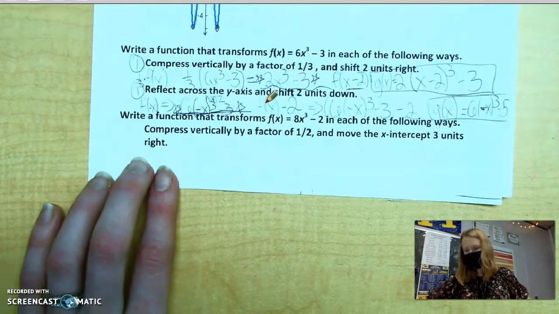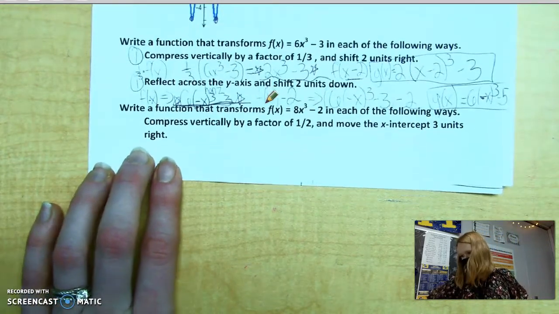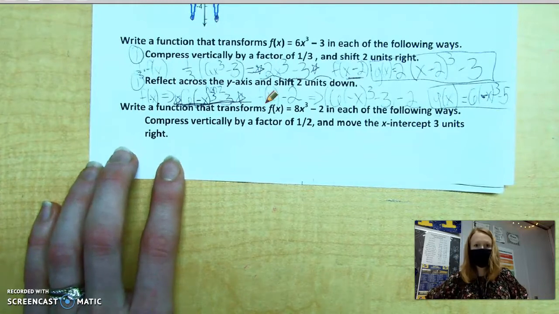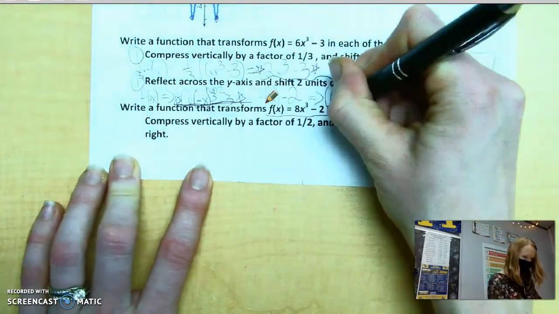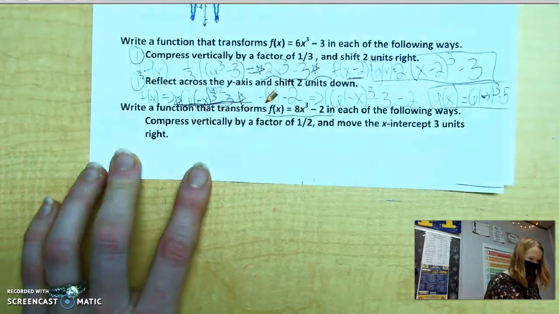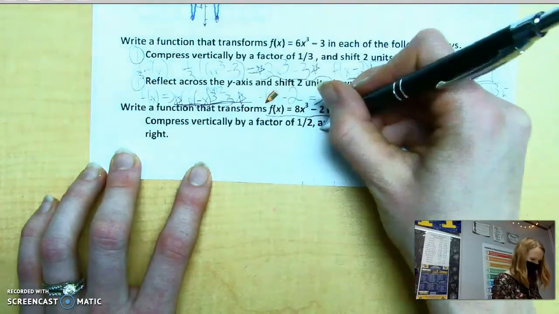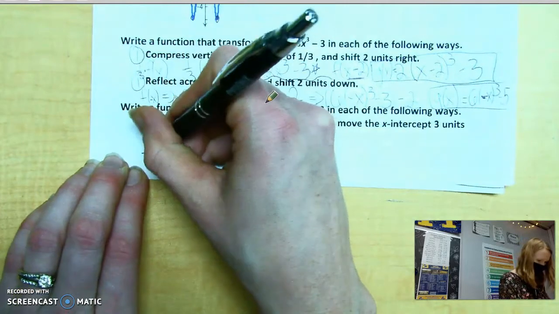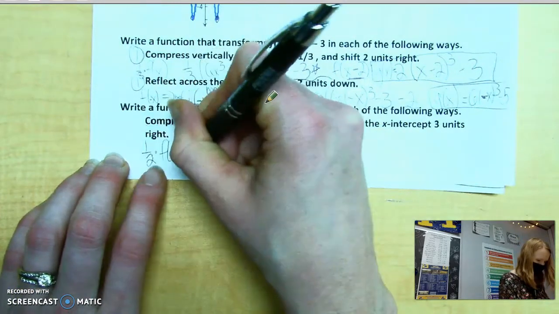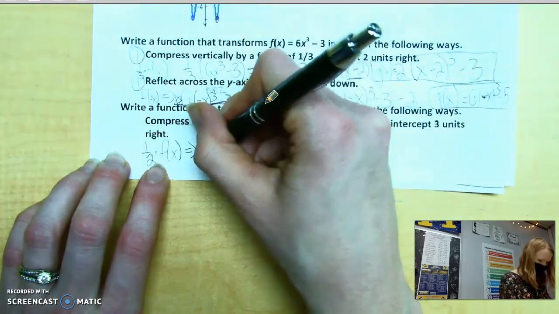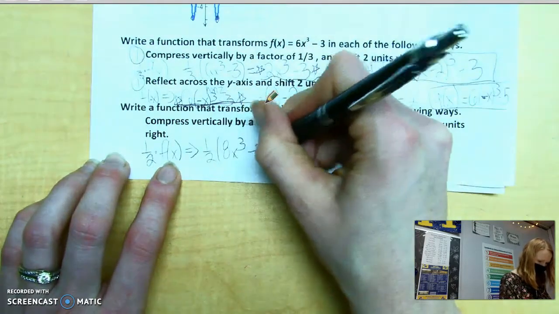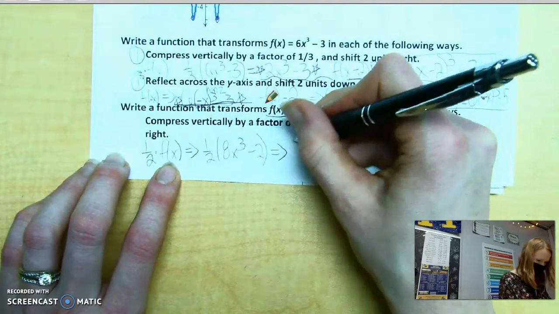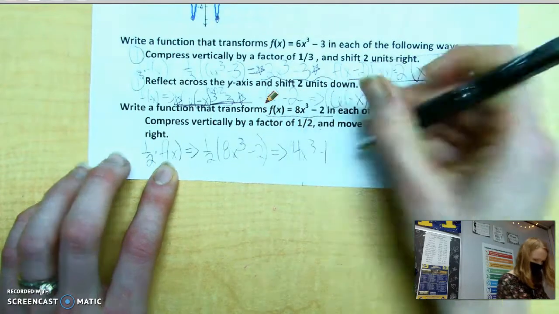And then, last but not least, transforming functions. This last one, we have f of x is 8x cubed minus 2, and if we're compressing vertically by a factor of 1/2, vertical's on the outside, so we're going to multiply that by 1/2. And when we do that, we should get 4x cubed minus 1.